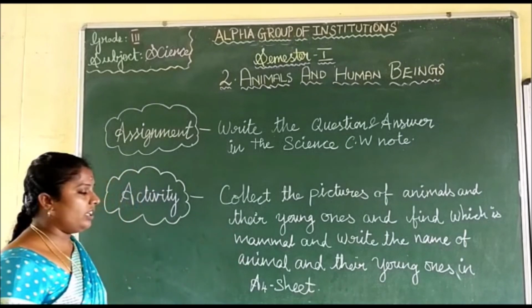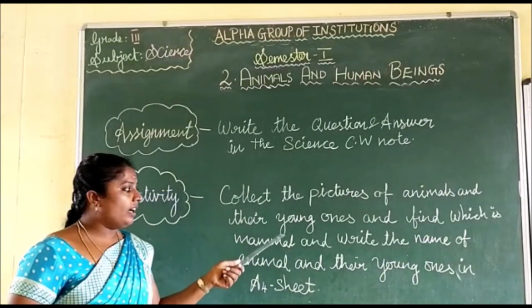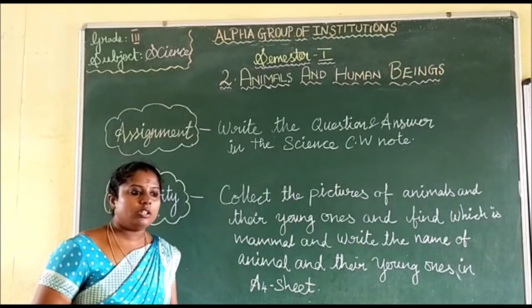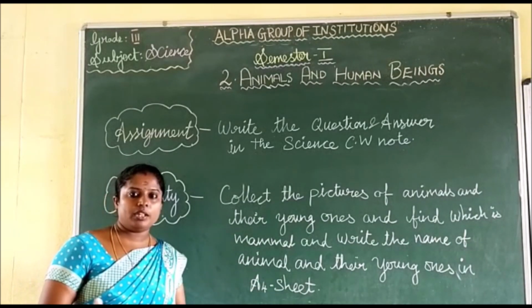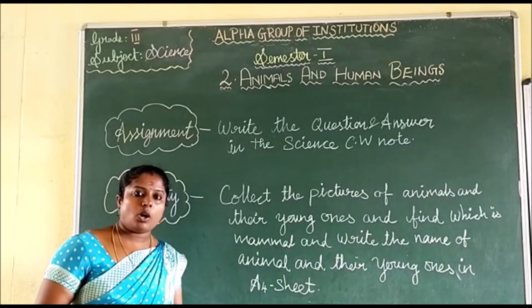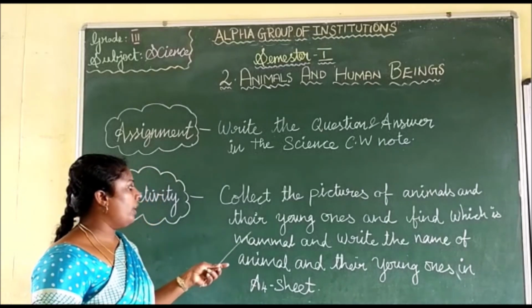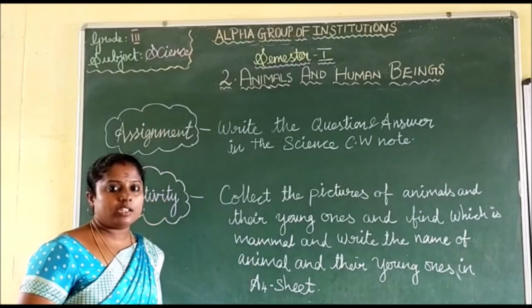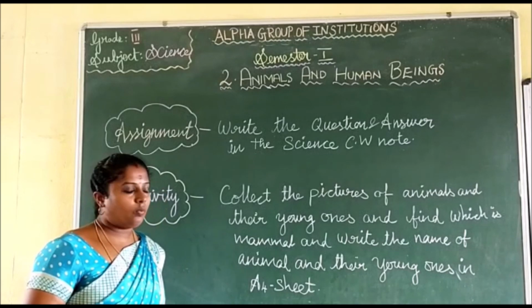And then the activity. Collect the pictures of animals and their young ones. You don't have to go out. The pictures of animals and the young ones will be available in the newspaper or in old books. Collect the pictures of animals and young ones, and first differentiate whether it is a mammal or lays eggs by their young ones.